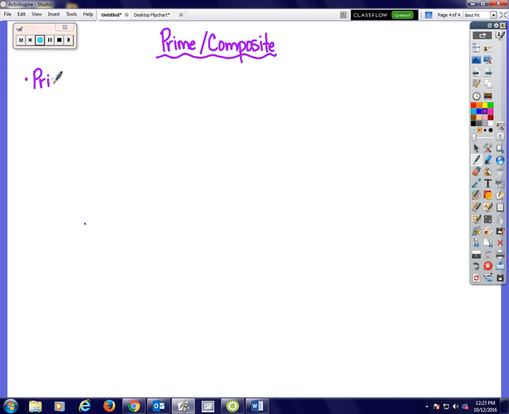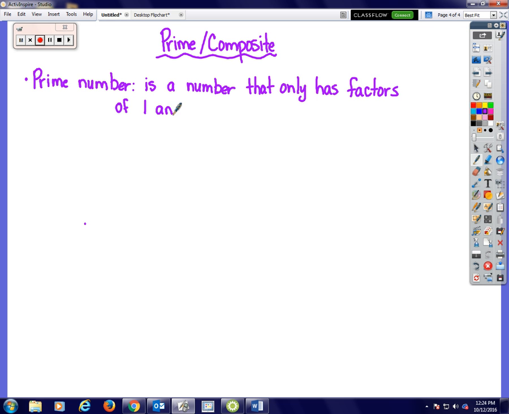So a prime number is a number that only has factors of 1 and itself. So you may have remembered last week when we did factors, we talked about a couple of numbers that the only factors they have are 1 and itself, and that makes it a prime number.